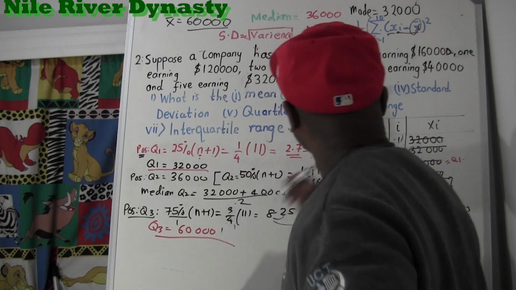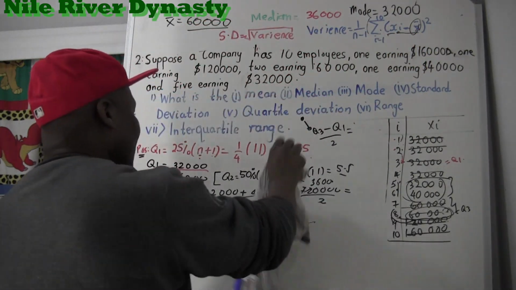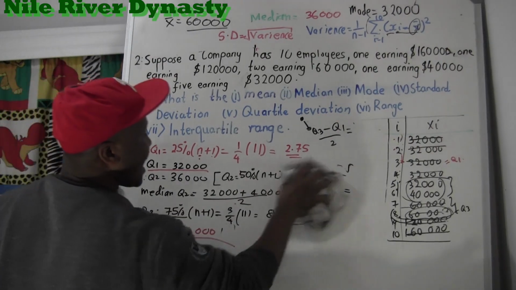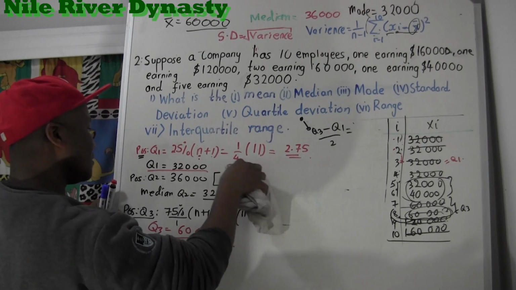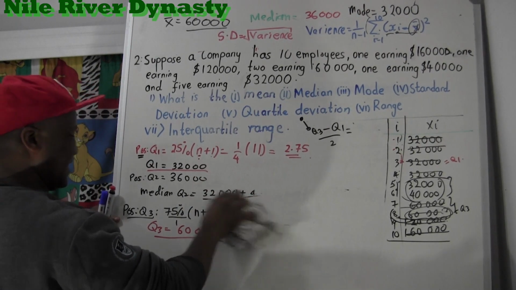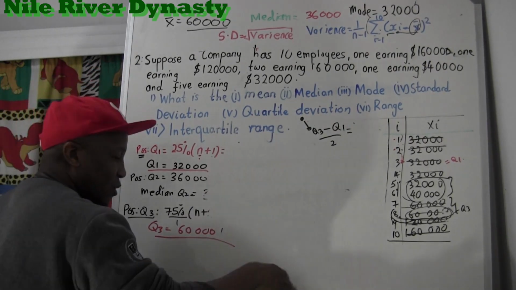What is quartile 3? 60,000. This is not enough space, so I'll just erase here, so please understand what is happening. I'll erase and make space, you know what I'm saying? Okay, cool.